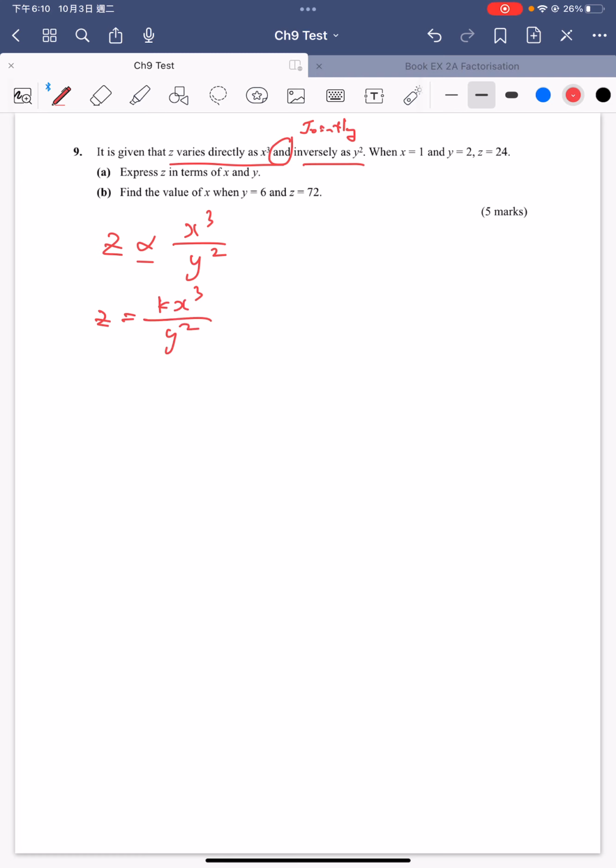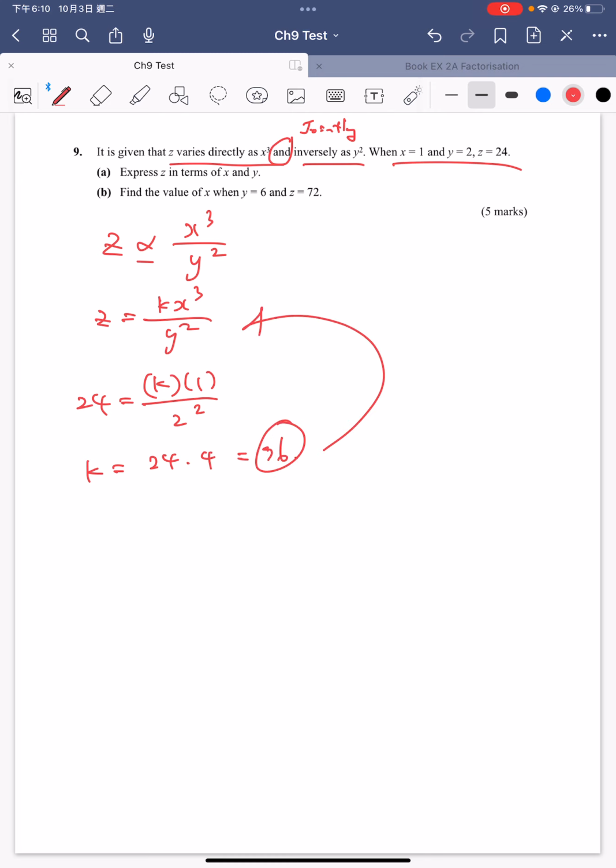Now we have this condition, which is substituted in. We have 24 is equal to k times 1 cubed, which is 1, then we divide by 2 squared. So now we have k is equal to 24 times 4, which gives you 96. So the k value is equal to 96, then we can substitute back into our initial formula to get z is equal to 96x cubed divided by y squared. So this formula gives you the relation between x, y, and z.